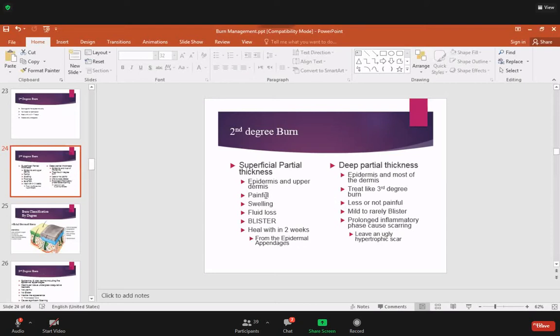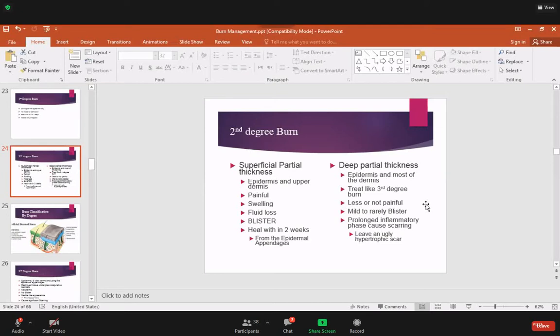These patients, as compared to the superficial partial thickness, don't have scalds, or if there are scalds, they are very deep and not too prominent as compared to the superficial partial thickness of the same degree.